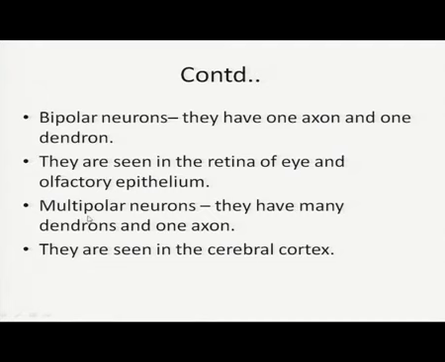Now, the third category is known as multipolar neurons. They have many dendrons and only one axon. Multipolar. In different directions the branches are originating, but axon only one, and they have so many dendrons, hence it is known as multipolar neurons. Where are they seen in the human body? They are mainly seen in the cerebral cortex.